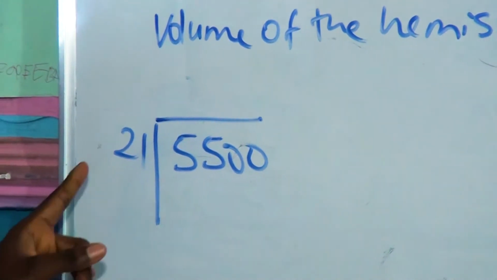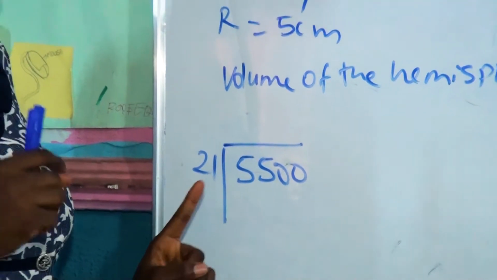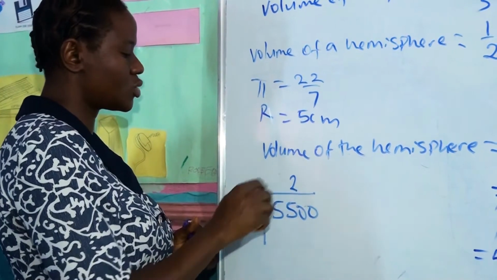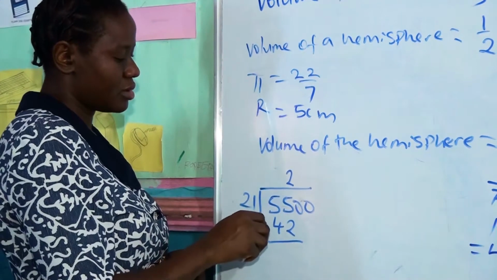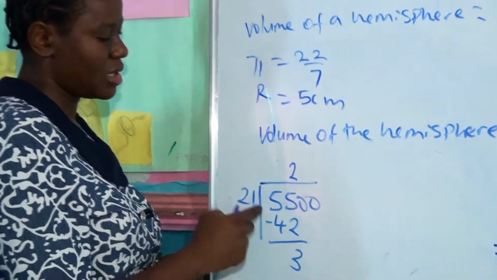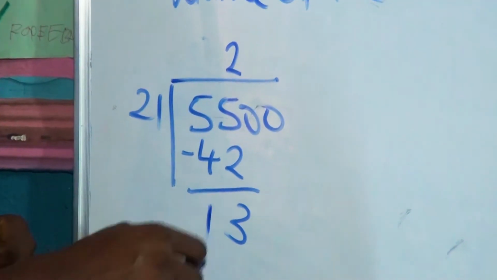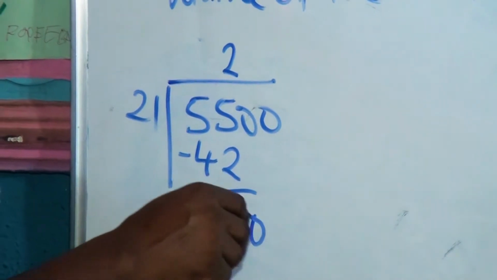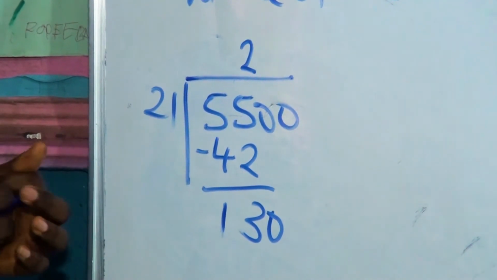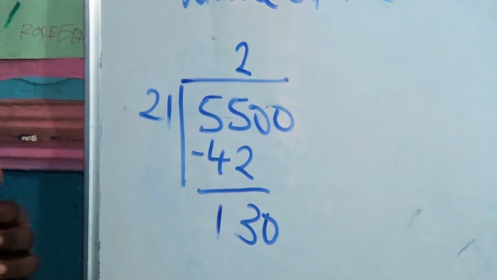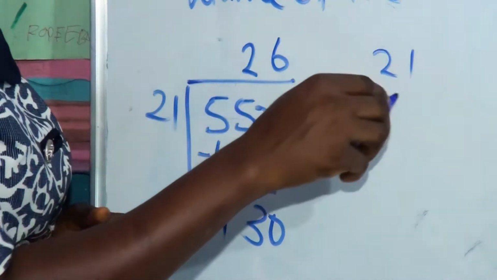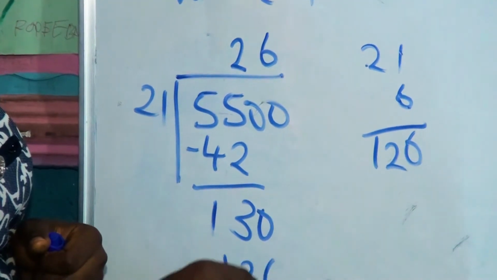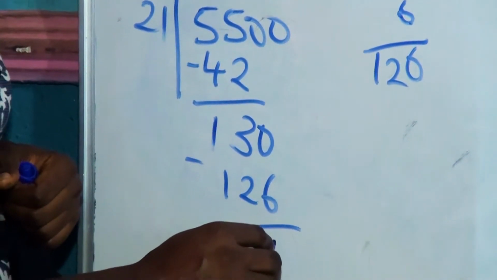5,500 divided by 21. How many 21 can we find in 5? None. How many 21 can we find in 55? 2. 21 times 2 is 42. Subtract this. 5 minus 2 is 3, and 5 minus 4 is 1. How many 21 can we find in 13? None. So bring down the 0. How many 21 can we find in 130? 6. 21 times 6: 6 times 1, 6. 6 times 2, 12. So we have 126. When we subtract this, we are left with 4.